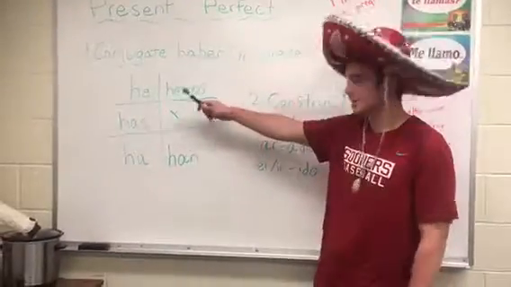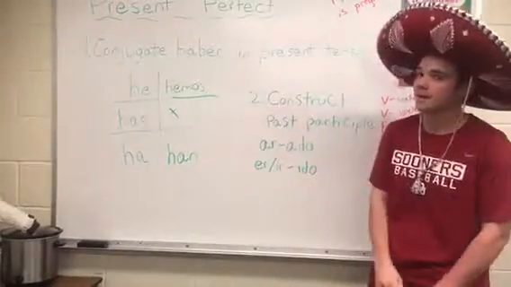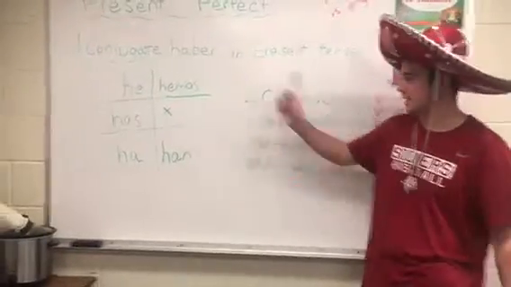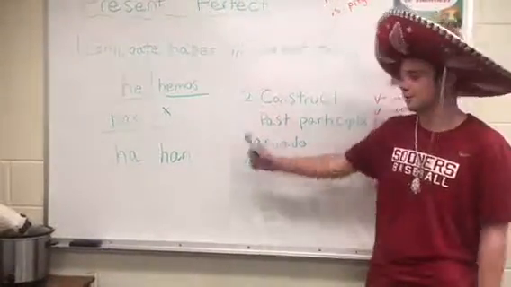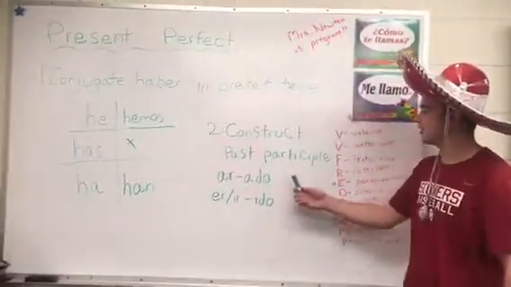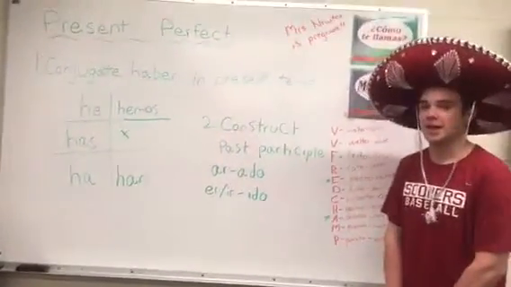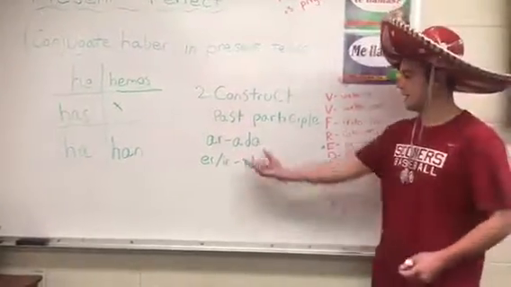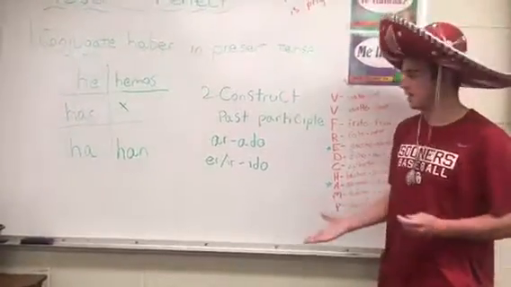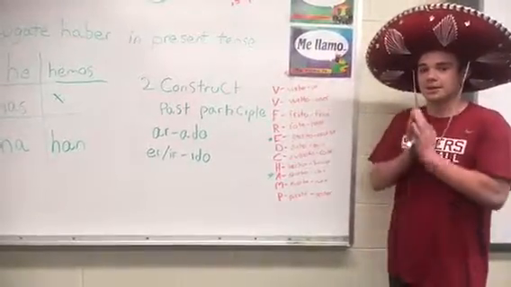Your first person singular is he, your second person singular is has, third person singular is ha, and then your first person plural is hemos, and then your third person plural is han. And then after you conjugate haber in the present tense, you want to then construct the past participle, and basically what that means is if you have a verb ending in AR, you want to take the AR ending off and add ado, or if you have a verb ending in ER or IR, you take that ending off and you add ido. And then we will show you some examples here in a moment.